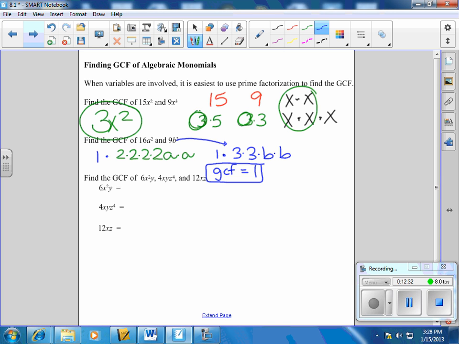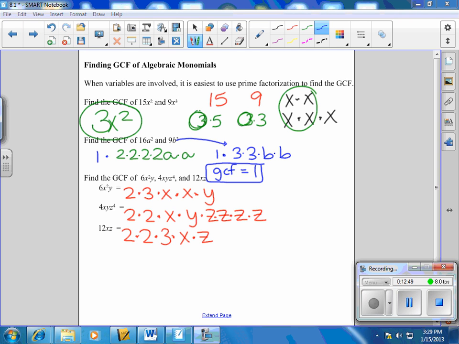All right, break down 6x squared y, 4xyz to the 4th, 12xz, and see if you can figure out the GCF. Go ahead and pause the video, and then when you start it back up, I'll have the answer up there. All right, so this is what you should have gotten when you factored them all out.